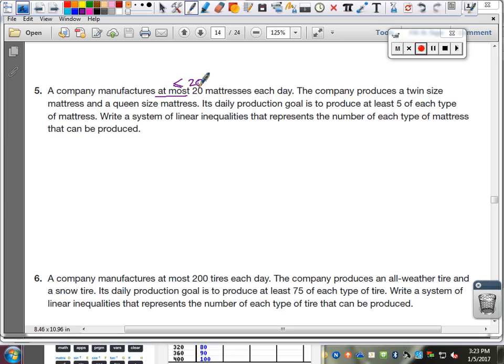The company produces a twin size and a queen size. Its daily production goal is to produce at least 5 of each type. So write a system of inequalities that represents the number of each type. Okay, so we have twin and queen, but they're not going to produce any more than 20 each day. Then it also says they want the number of each type of mattress to be at least, so at least means greater than or equal to 5.